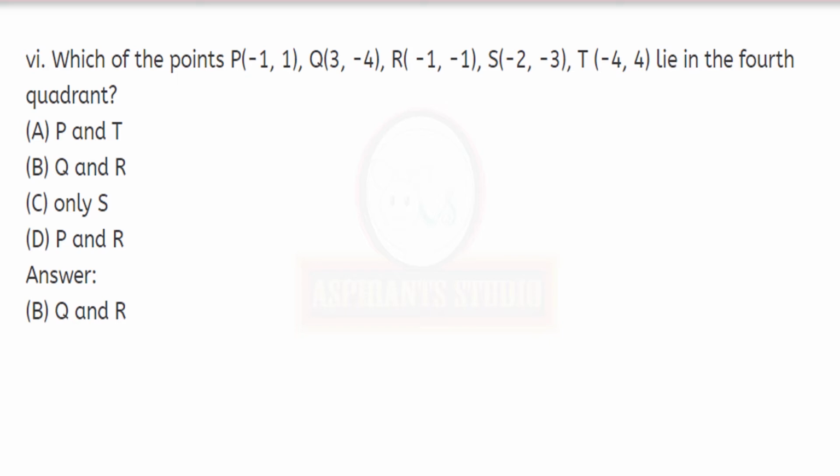Which of the points P (-1, 1), Q (3, -4), R (-1, -1)... Here R is (1, -1). The question is wrong. Please correct it. R is (1, -1). So x coordinate is positive and y coordinate is negative. So the point R lies in the fourth quadrant. So your answer will be B, which is Q and R. Please correct the question. R is (1, -1).